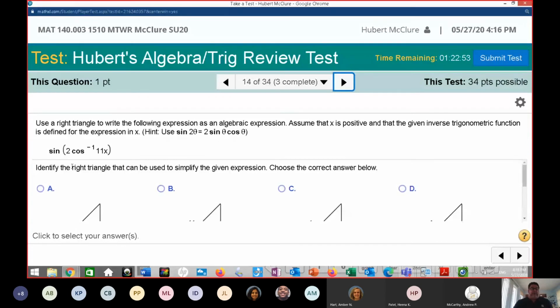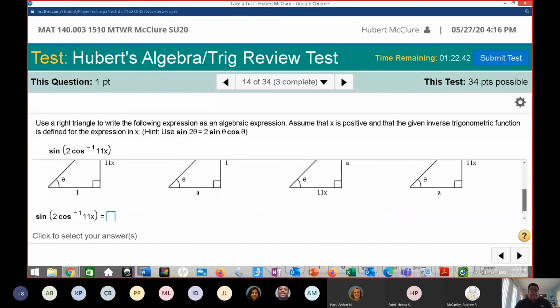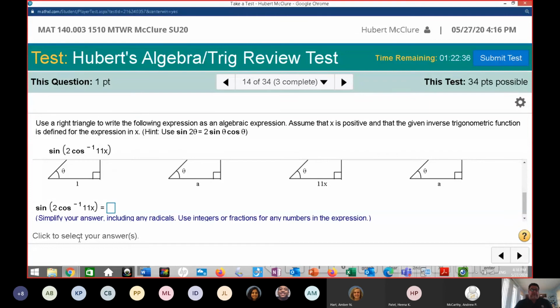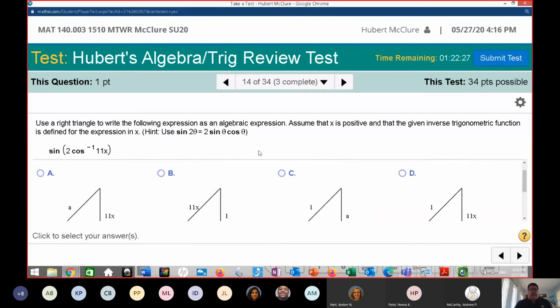Find the inverse sine of, use the right triangle to blah, blah, blah. And they give you the right triangle right here to work with. So the inverse sine right there, that gives you a clue. You got 11x right there, that gives you a clue. I don't put a lot of trig questions on there, but they say sine of 2 theta is equal to 2 sine theta cosine theta. One of your identities right there.